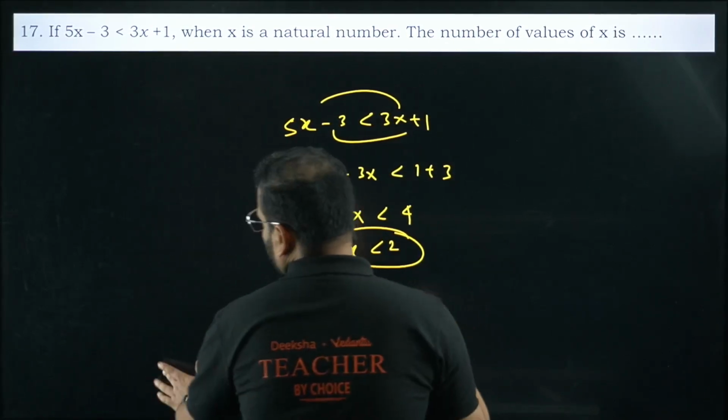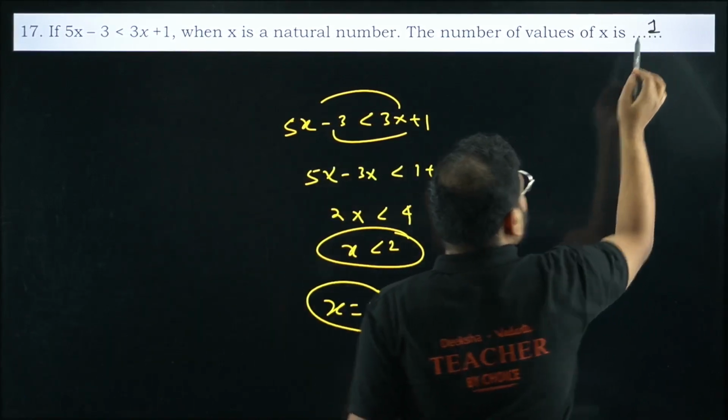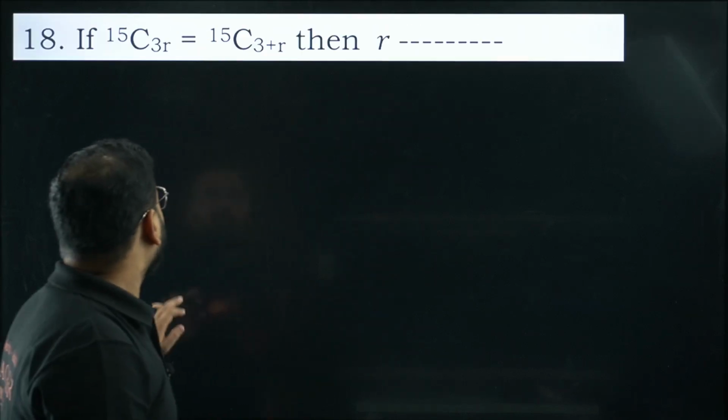What is that going to be? What is the answer, bacha? Answer is 1. There is only one such value of x because 1 is the only value. Okay, let's move on to 18th now.